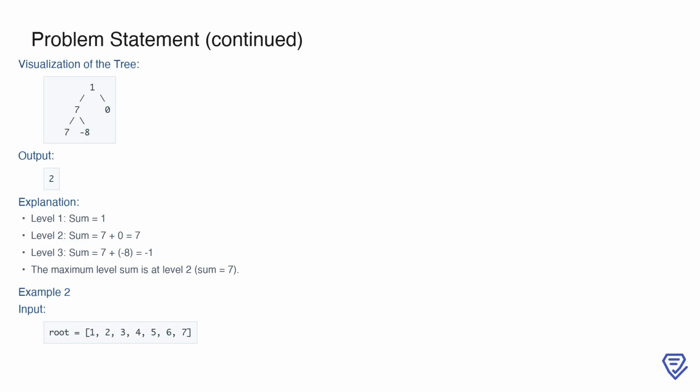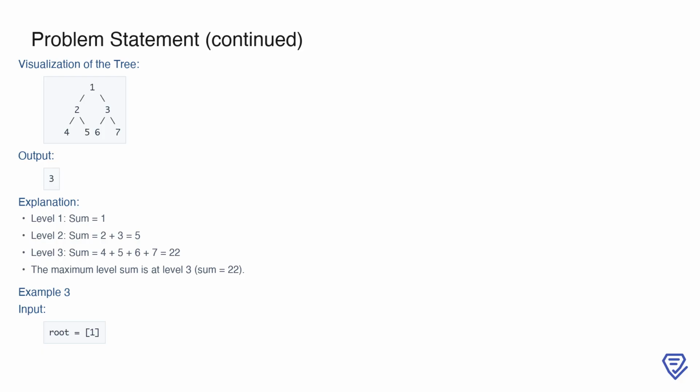To calculate the level sums, at level 1, we only have the root node with a value of 1, so the sum is 1. At level 2, the nodes are 7 and 0, so the sum is 7. At level 3, the nodes are 7 and -8, and their sum is -1. The maximum sum among these levels is 7, which occurs at level 2. Therefore, the output for this example is 2.